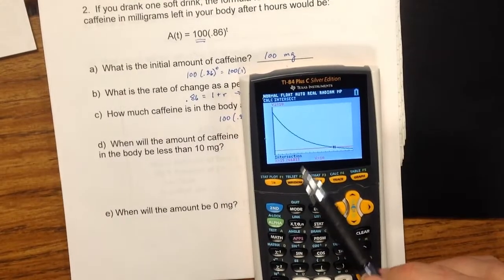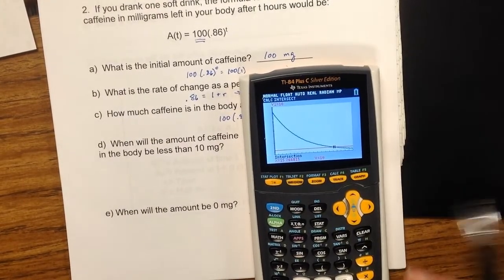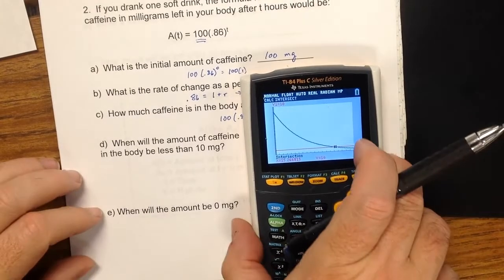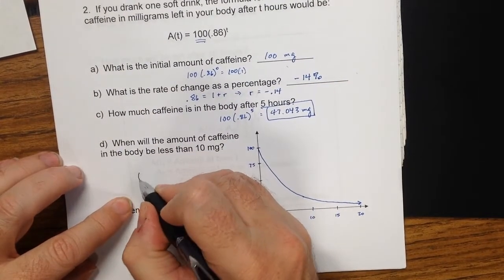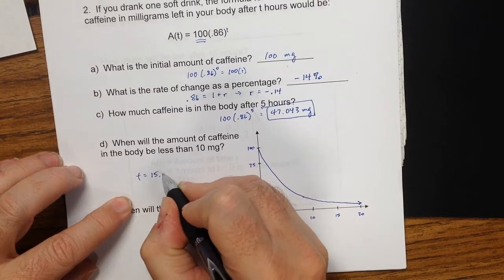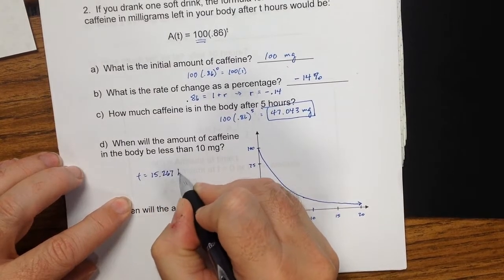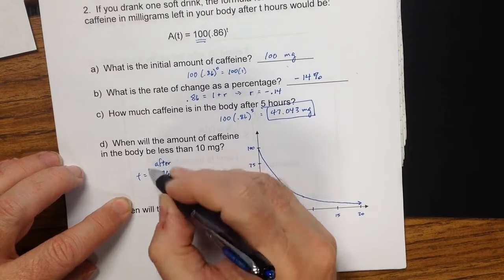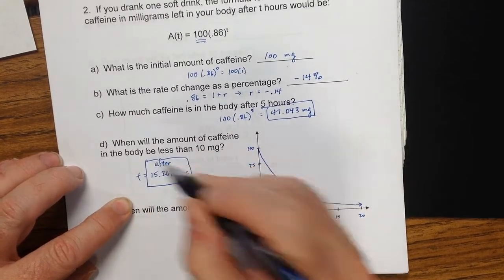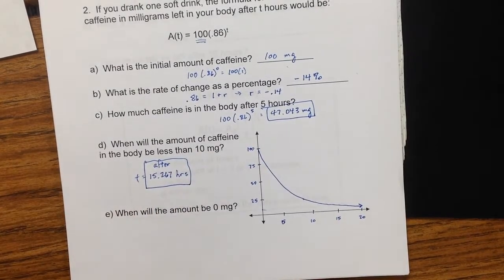And my intersection happens at 15.267 hours. So T equals 15.267 hours. And it's actually going to be after that time that will be less than 10 milligrams. After 15.267 hours, we will have less than 10 milligrams.